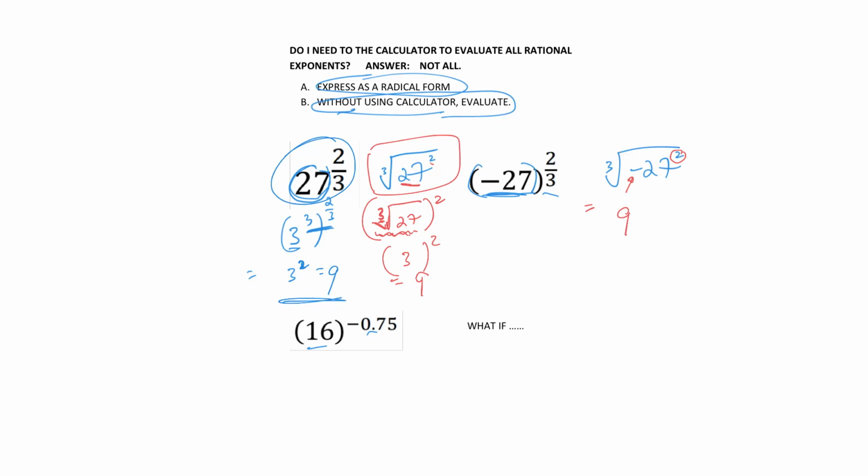All right, what about over here? If you notice here, you don't have a rational exponent, you have a decimal exponent. But decimals can be transformed into a fraction exponent. So negative 0.75 is the same thing as 16 to the power of negative 3/4. It is 3/4.